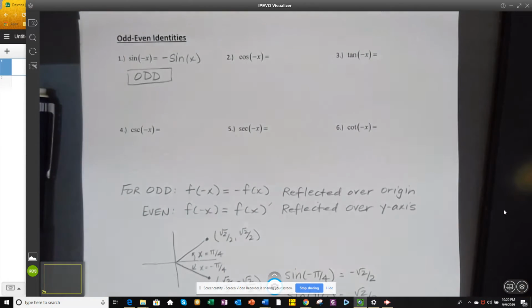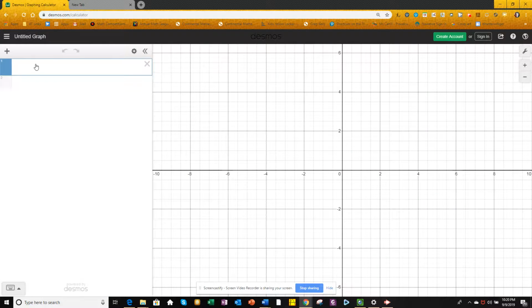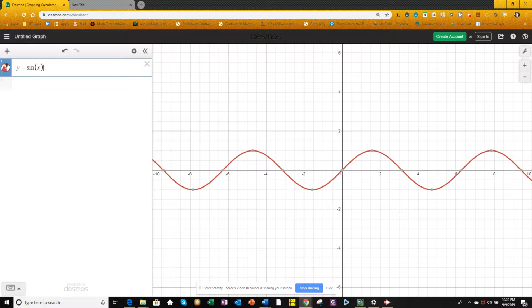Now, if I looked at a graph, I happen to have Desmos open here, and I graphed y equals sine of x. And that's the graph of all the y values. Do you see how it is reflected over the origin here? So do you see how the sine function is indeed odd? Because most people have a better time seeing that.